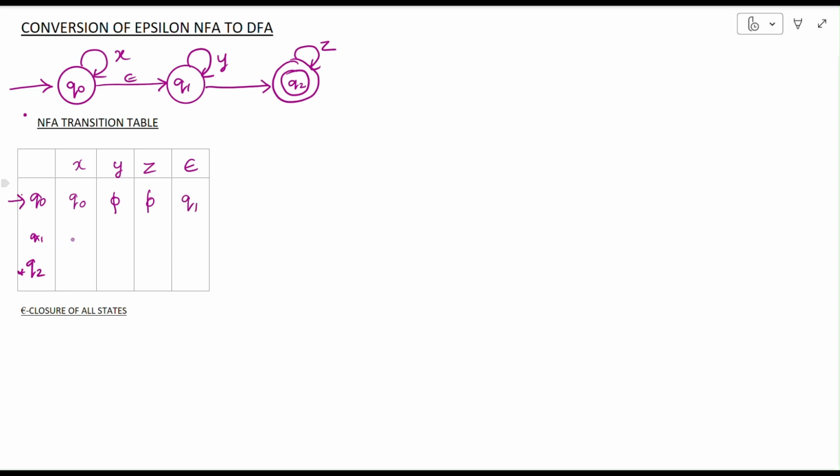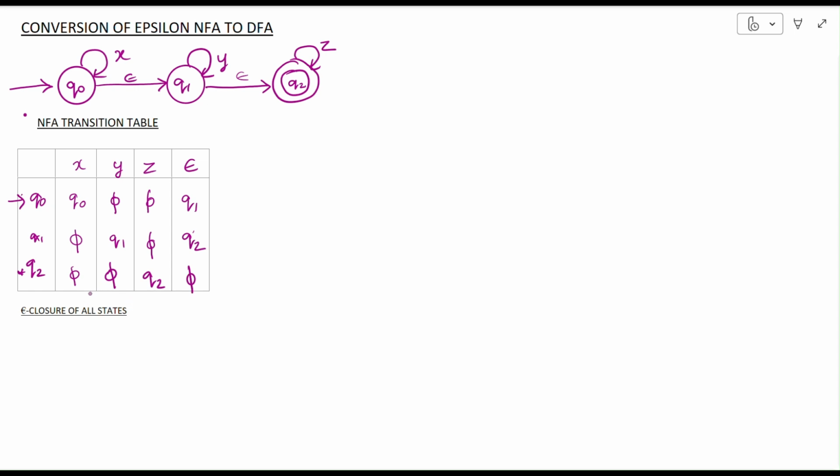Q1 on receiving X, there is no transition. Q1 on receiving Y, it is moving to itself. Q1 on input Z, there is no transition. Here it should be epsilon. Q1 on epsilon transition moves to Q2. And Q2 on X and Y, there is no transition. And Q2 on Z, it is moving to itself, and there is no epsilon transition for this.